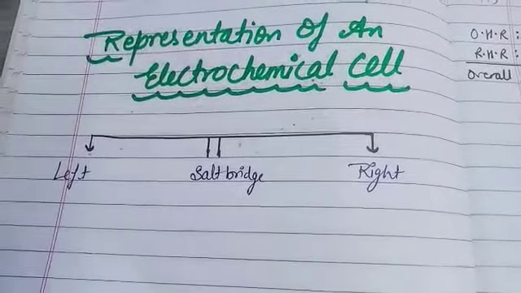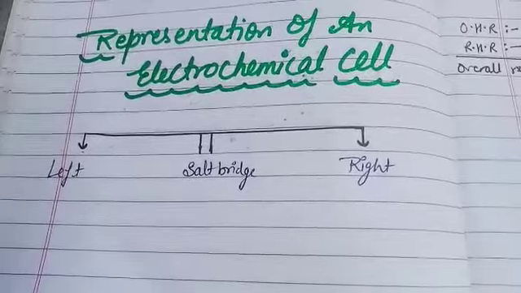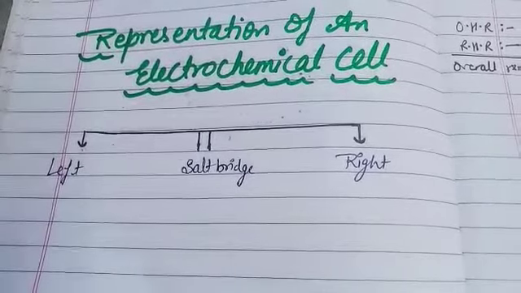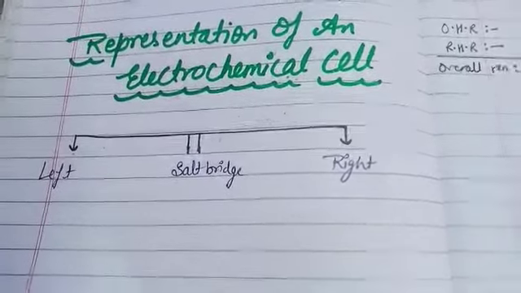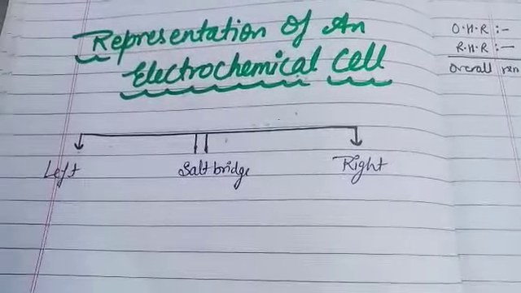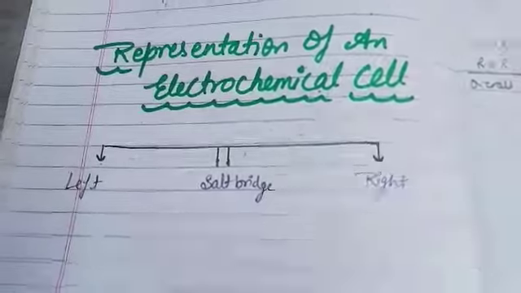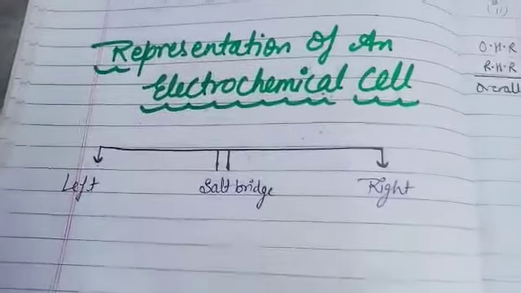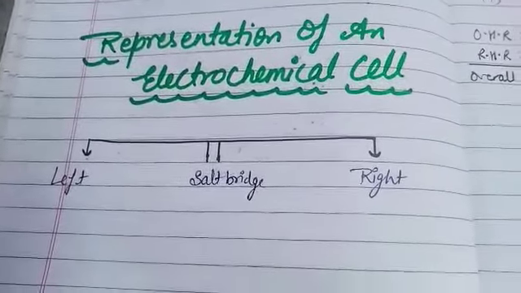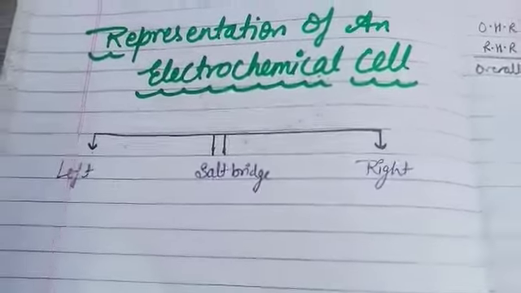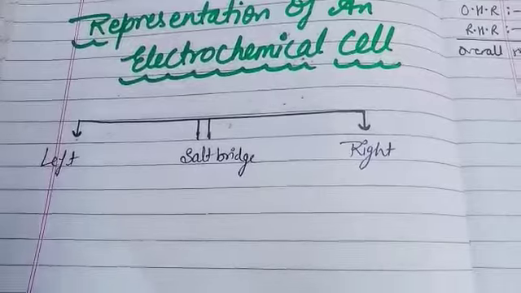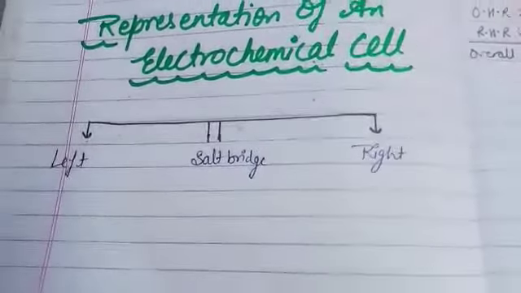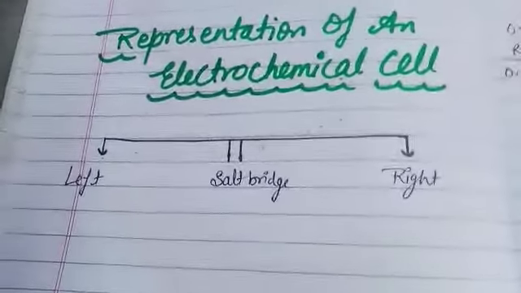Although in our earlier video I already told you how to write the oxidation half and reduction half reactions, today I'll tell you how to balance the equation if it is not balanced. First of all, a simple representation: whatever your equation is, how to represent it in a cell form, and how to write that cell equation in a normal equation form. Both things are important, so I'll tell you both.